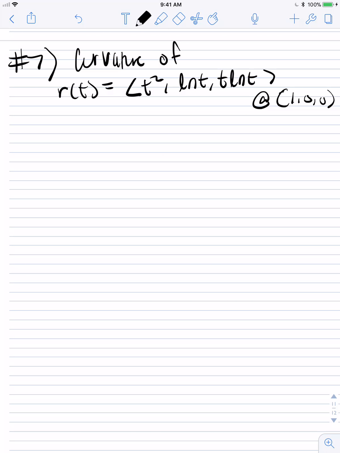So for this problem, question 7, we're going to find the curvature of the vector r(t) = ⟨t², ln t, t ln t⟩ at a specified point (1, 0, 0). For curvature, there's multiple equations that we could use, but the easiest one would probably be this one right here: the magnitude of r'(t) cross r''(t), all over the magnitude of r'(t) cubed.